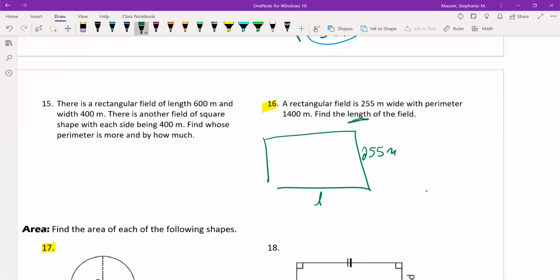Again, it's tempting to think length times width, but it is talking about perimeter. So think about what perimeter really means.